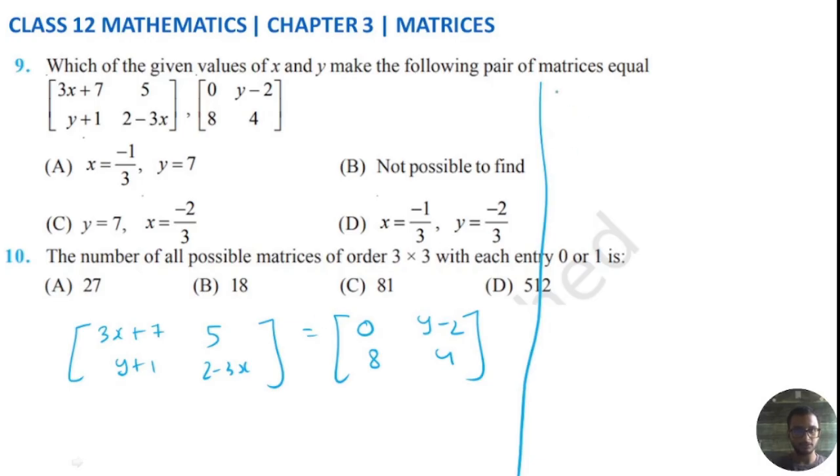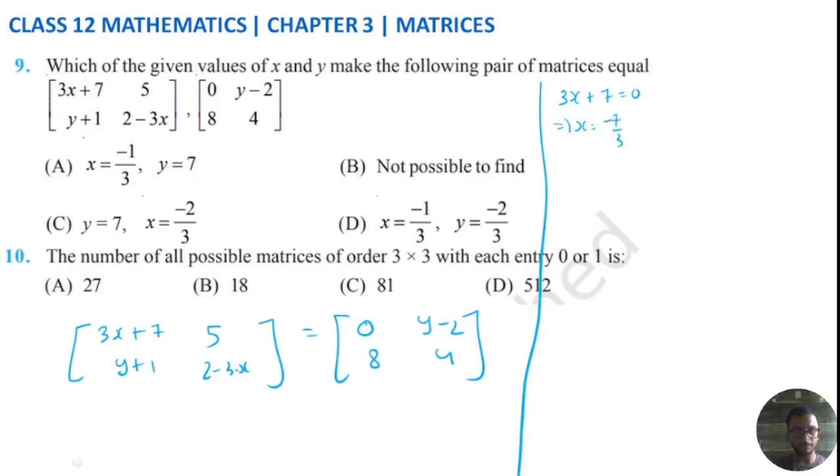Now if we use the definition of matrix equivalence, what will we get? 3x plus 7 equals 0. If we compare the row 1 column 1 element with the row 1 column 1 element of the other matrix, we get x equals minus 7 by 3.